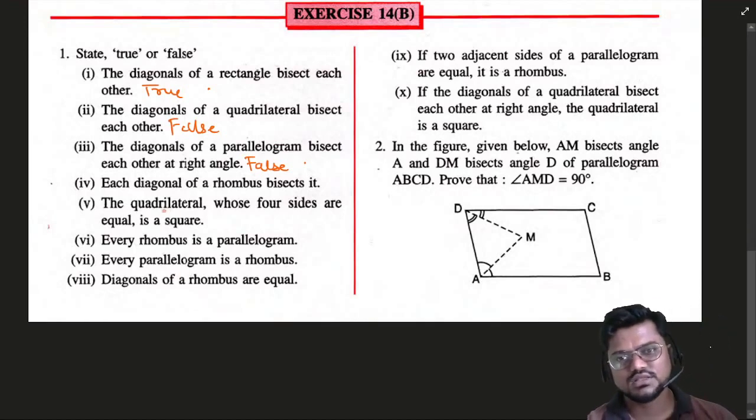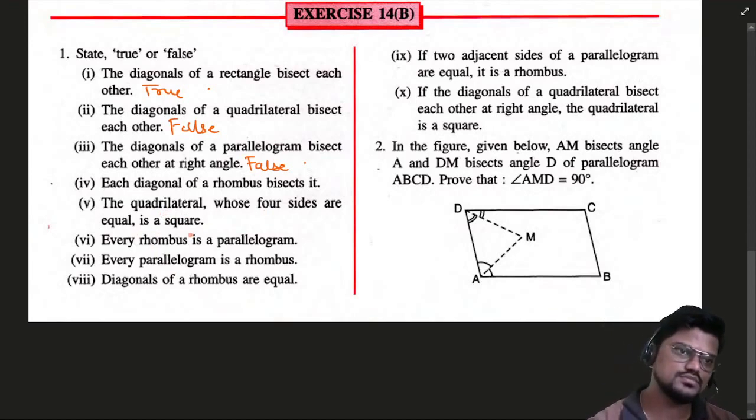Okay. The quadrilateral whose four sides are equal is a square, is it? Sir, not sure. Rhombus also. It can be a rhombus, because it is not given that one of the angles is 90 degrees. If one angle is 90 degrees, then, sir, it is a square, sure, because all angles will be 90.